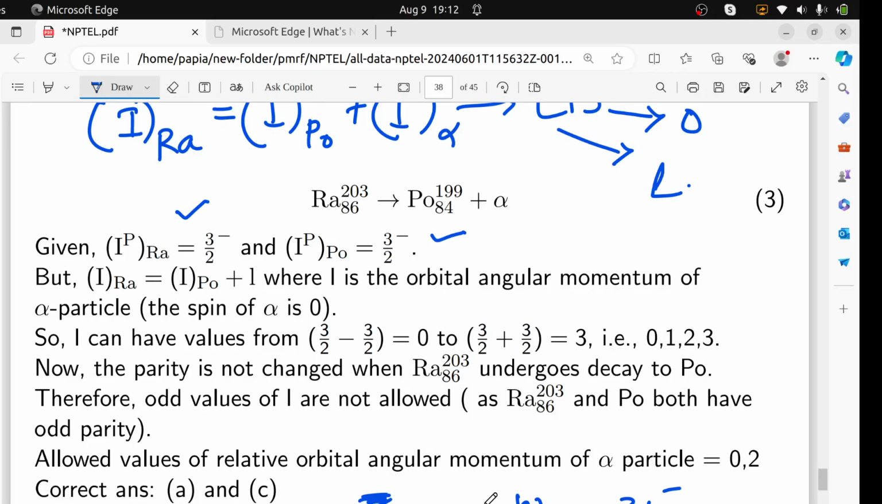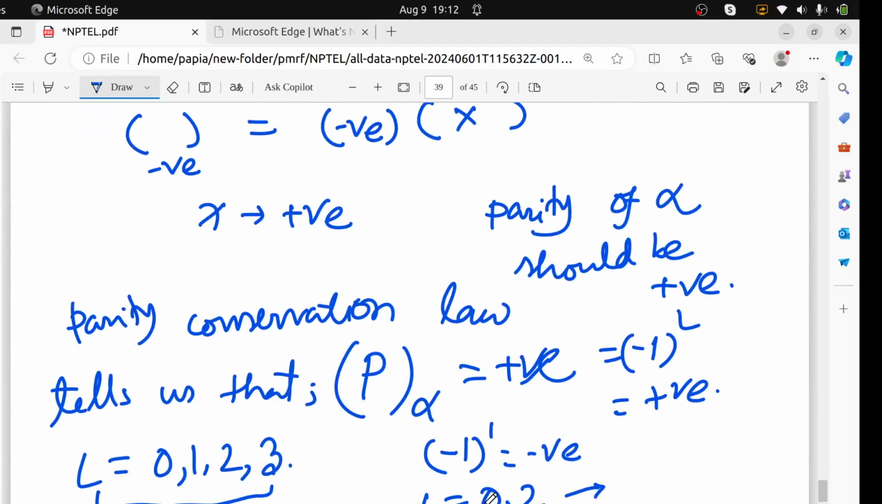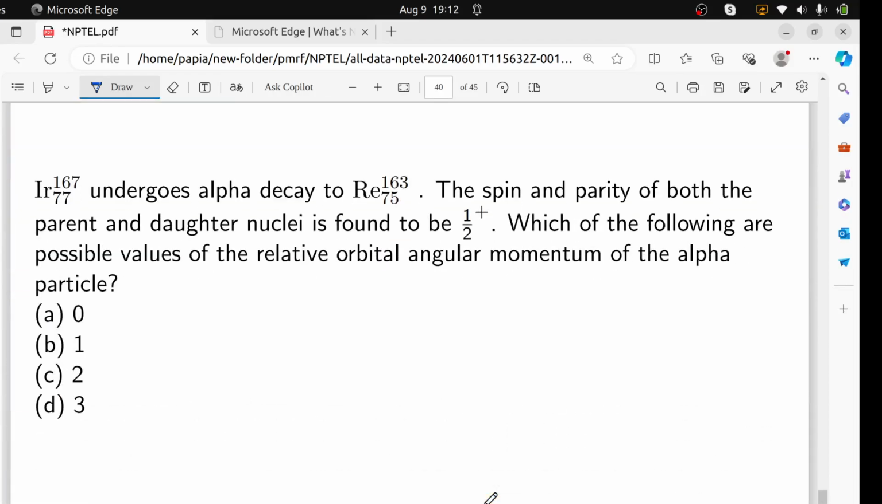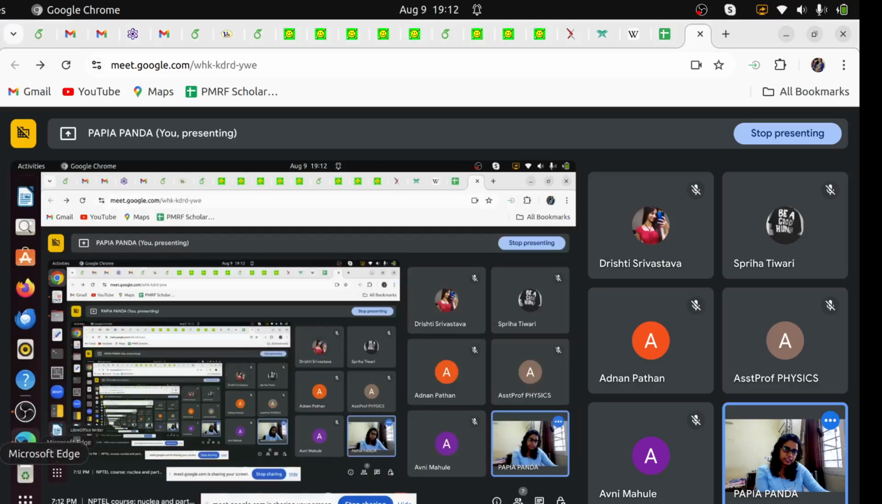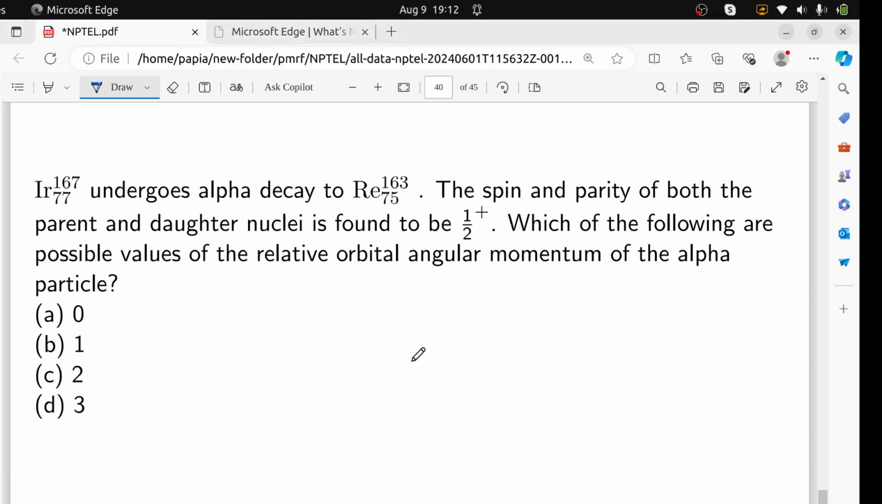Okay? Is it fine? Am I audible? Yes. Do you understand the point? Like why I have told that the relative angular momentum for this alpha particle will be only 0 and 2? I hope so. Okay, fine. We will check in the next question as well.